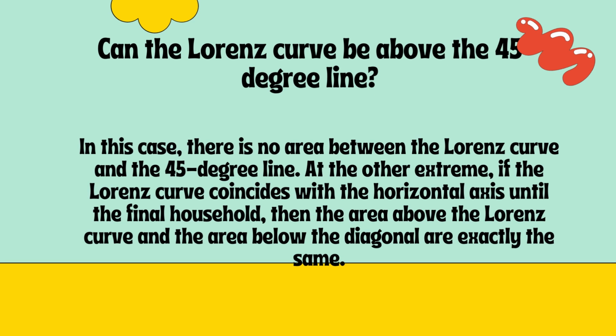Above the 45 degree line? In this case, there is no area between the Lorenz curve and the 45 degree line. At the other extreme, if the Lorenz curve coincides with the horizontal axis until the final household, then the area above the Lorenz curve and the area below the diagonal are exactly the same.